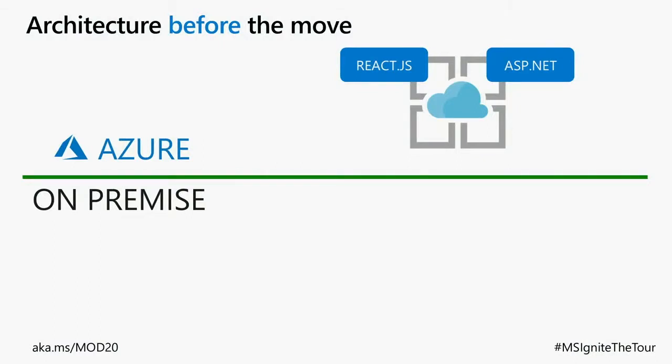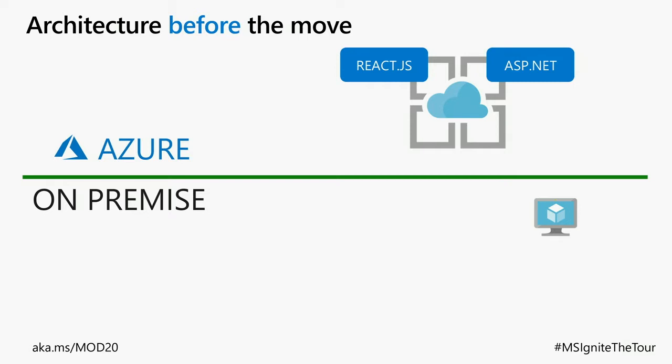The architecture that we have before the move right now is a hybrid architecture, because my colleague earlier on, Jay Gordon, already moved the web application part to Azure. So what we have right now is this web application which is on Azure. It's an ASP.NET Core application which is using React.js on the front end. And on-premise, we have some VMs.